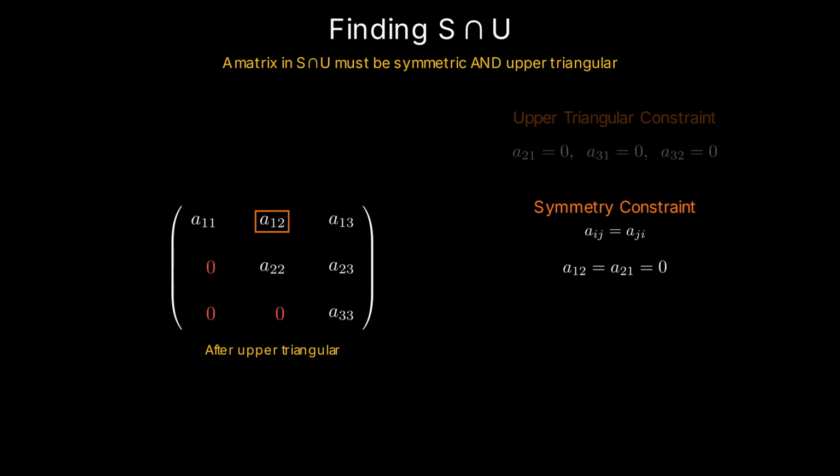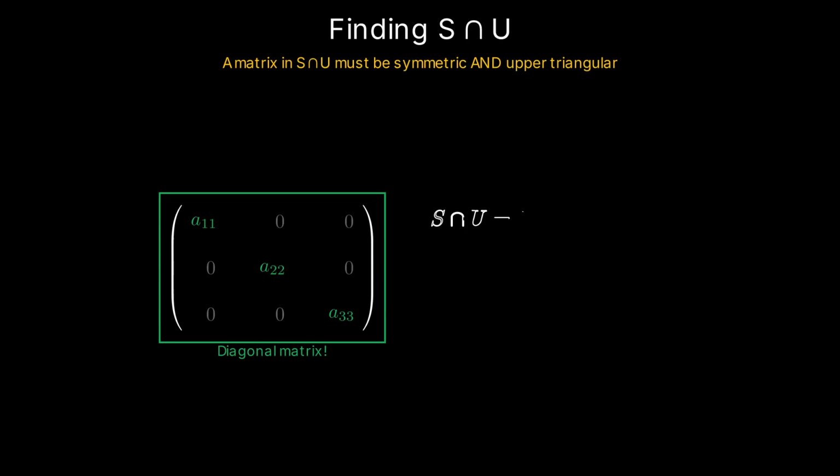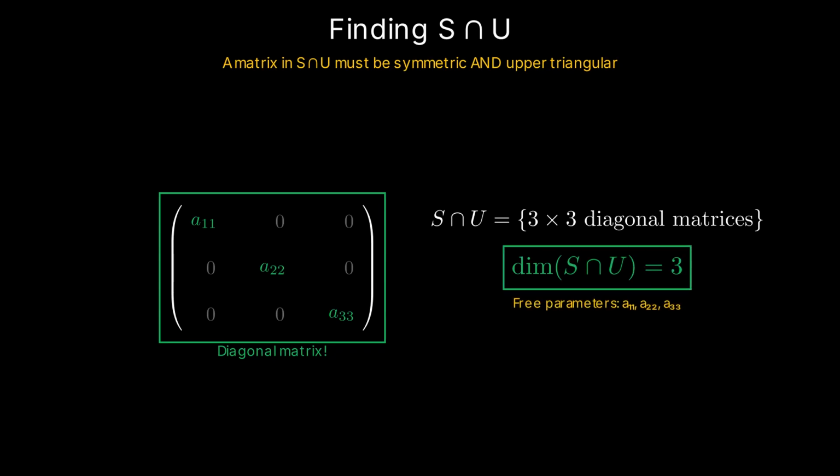A12 equals A21, which equals 0. A13 equals A31, which equals 0. And A23 equals A32, which equals 0. So every off-diagonal entry is forced to vanish. Only the diagonal entries A11, A22, and A33 survive. The result is a clean diagonal matrix. Therefore, S intersect U is exactly the set of 3 by 3 diagonal matrices, and the dimension of S intersect U equals 3.